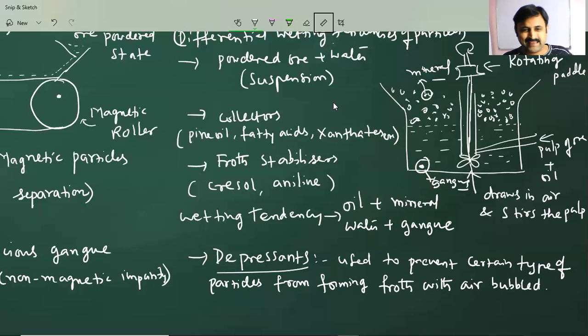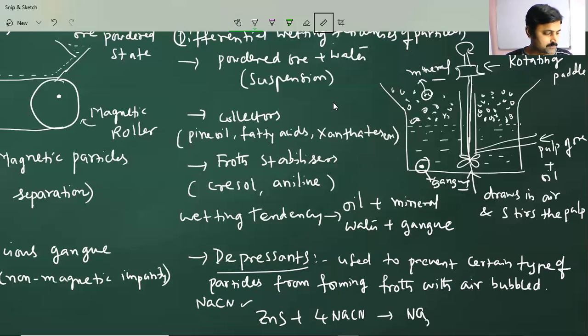The best example for this one is sodium cyanide, which can be used as a depressant. It is the best example for the separation of zinc sulfide from lead sulfide ores. Zinc sulfide reacts with 4 moles of sodium cyanide, and the sodium zincate complex Na2[Zn(CN)4] will be formed, plus Na2S. The important point of the reaction is that the zinc sulfide ore gets separated from the lead sulfide ore.